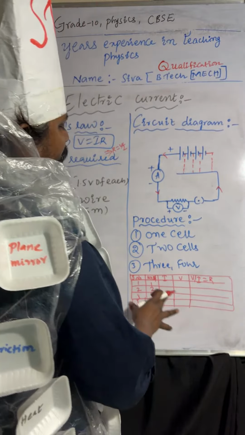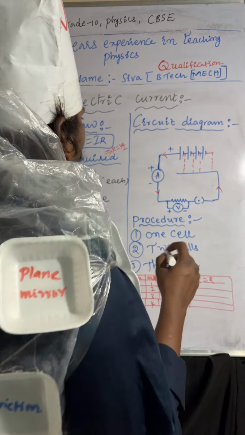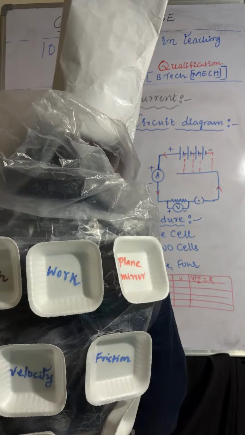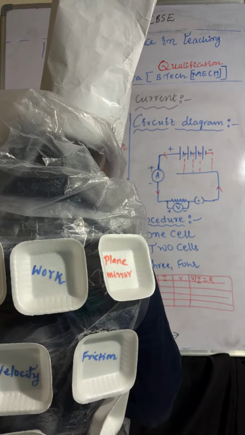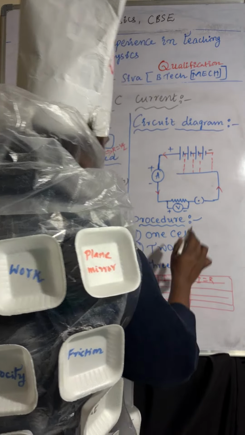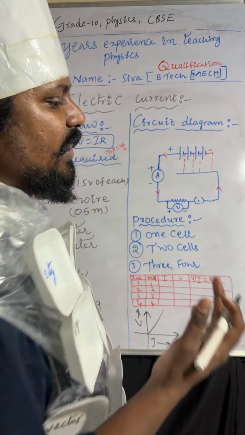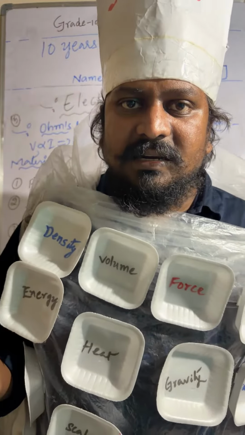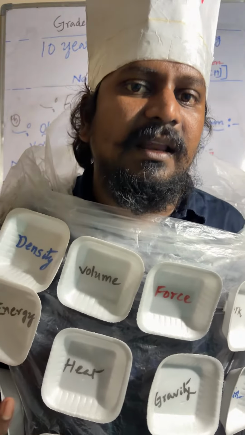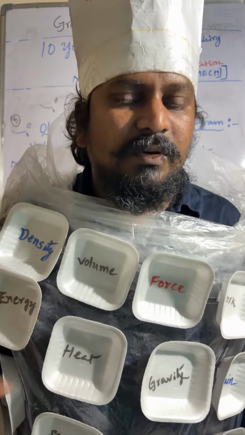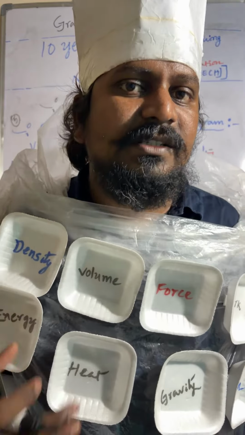After entering all the values in the tabular column, we have to draw the graph for V and I. If you draw the graph for V and I, the graph is a straight line, so linear. I am taking V on the y axis, I on the x axis. The graph is a straight line starting from the origin. Sir, why is it a straight line? Why does it start from the origin? Because we are starting with one cell, right? Before connecting the first cell, the ammeter reading and voltmeter reading are both at 0.